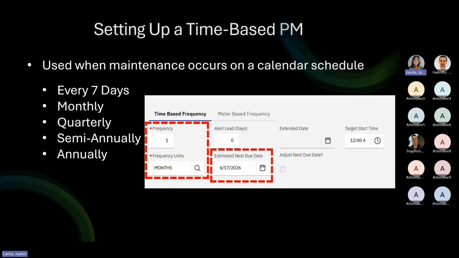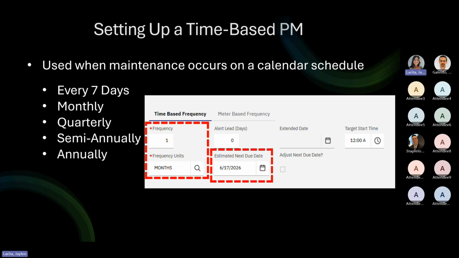So first, we're going to talk about time-based PMs. For these, you're just defining a calendar frequency, which can be set as weekly, monthly, quarterly, annual, etc. There's nothing too complex here. This is the most common setup. And you'll see in the screenshot that this is a time-based PM set to generate work orders every 1 month, with the next one generating with the due date of today's date.